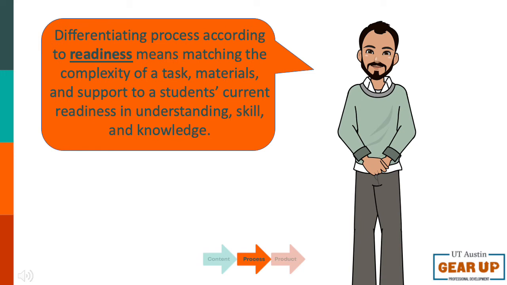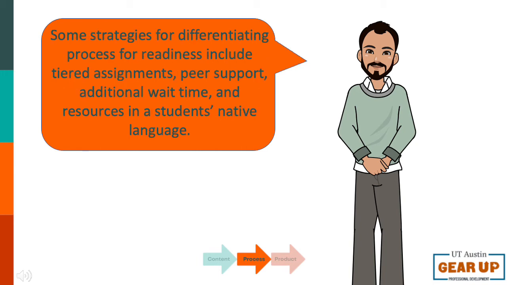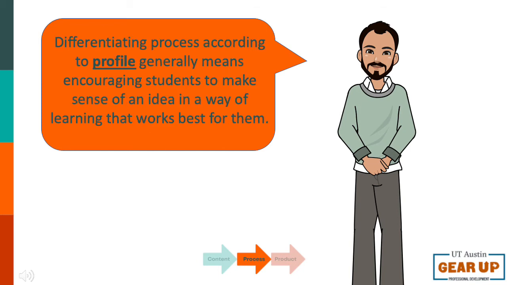Differentiating process according to readiness means matching the complexity of a task, materials, and support to a student's current readiness in understanding, skill, and knowledge. Some strategies for differentiating process for readiness include tiered assignments, peer support, additional wait time, and resources in a student's native language. Differentiating process according to profile generally means encouraging students to make sense of an idea in a way of learning that works best for them.